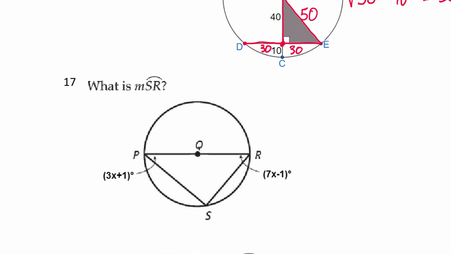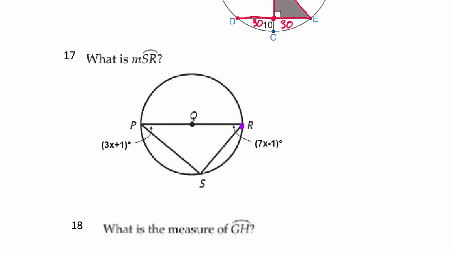All right. Number 17 asks for the measurement of arc SR. So this one has a few steps to get there. My main problem here is I need to know what X is. Because what angle is going to help me find arc SR? Angle P, right? If I knew angle P, this arc is just going to be double whatever angle P is. So I need to find out how big angle P is. Well, what's keeping me from knowing how big angle P is? I don't know what X is. So I've got to find some relationship within this problem, some way to find the value of X.